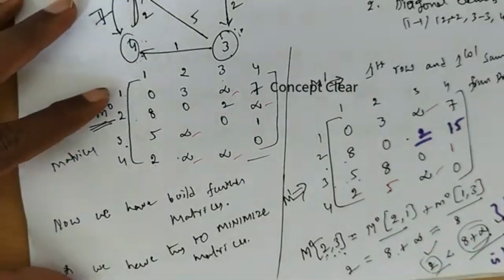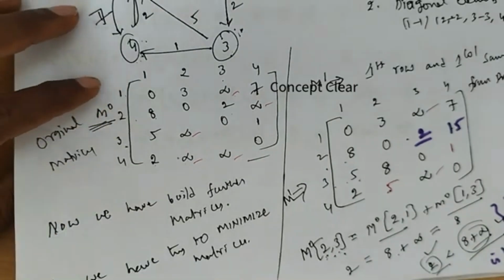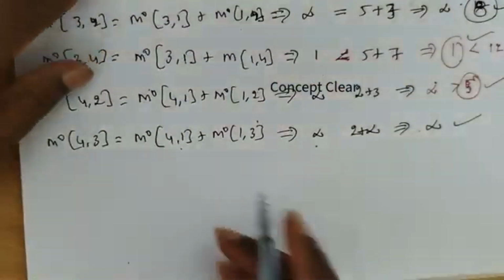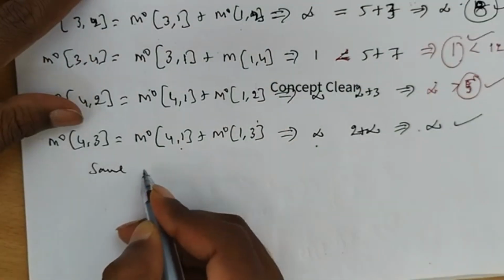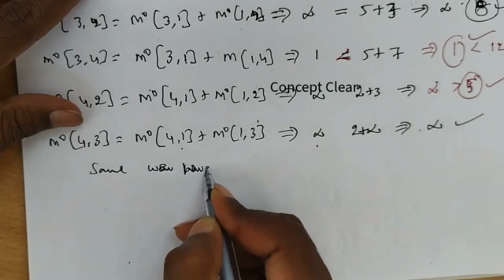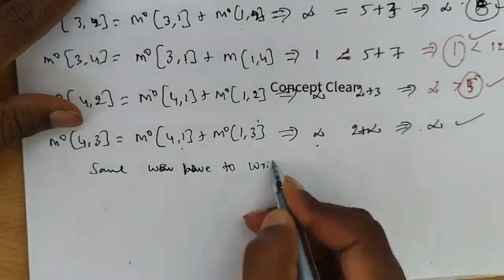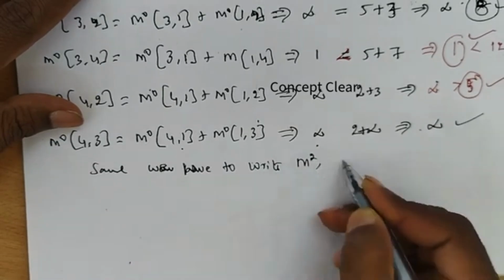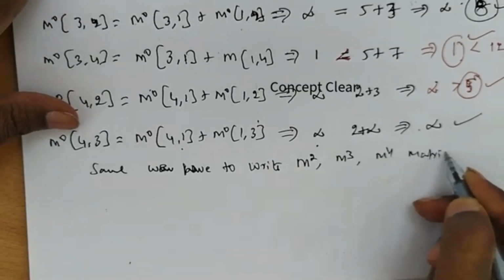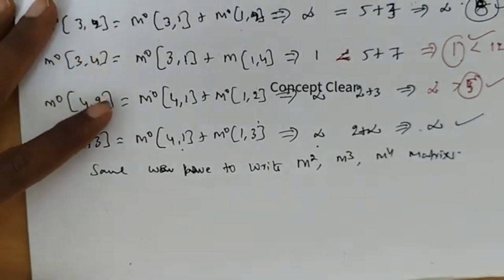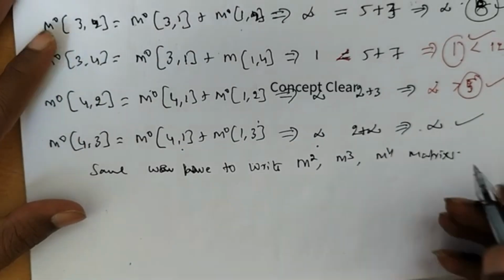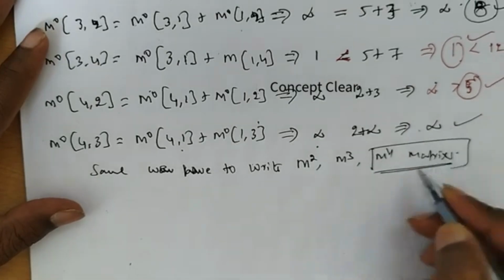After that, in the same way we have to write the M2 matrix, M3 matrix, M4 matrix. Same way we have to write M2, M3, M4 matrices. Okay, now what is the M4 matrix? M4 is our final answer.